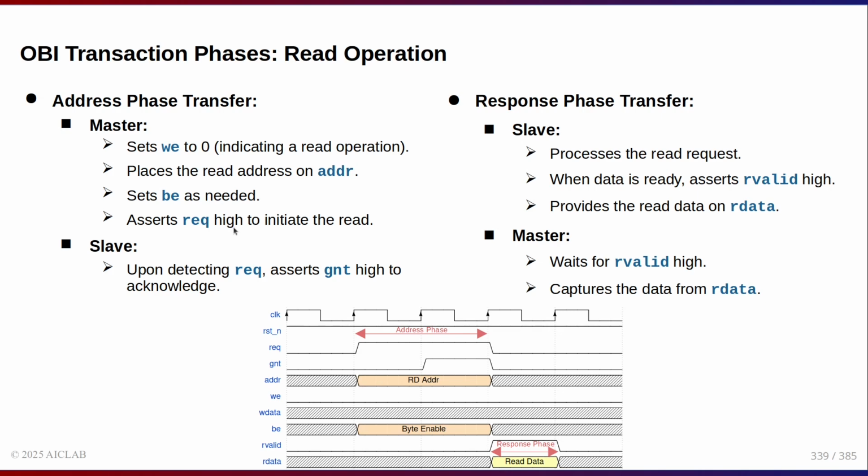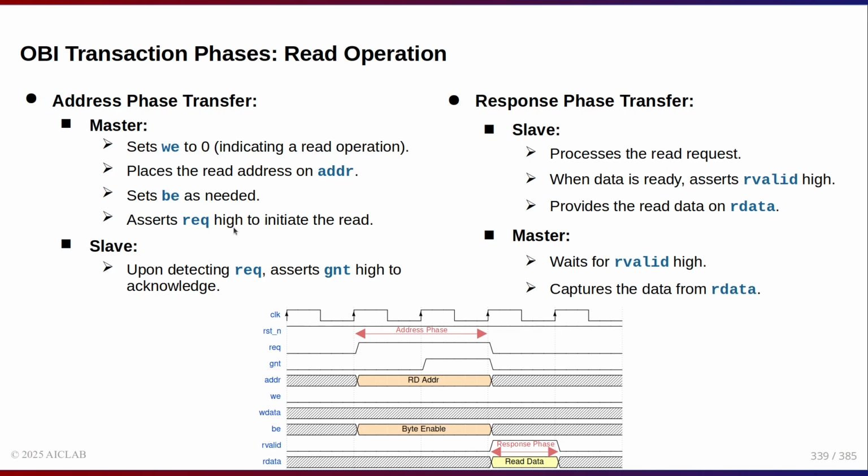OBI transaction phases, read operation. Now let's look at the read operation, which happens in two phases. First, the address or request phase. The master begins by setting up the transaction. It drives write enable low to indicate a read. It places the desired address on the address bus. It sets the byte enable signal as needed. Finally, it asserts request high to initiate the read.